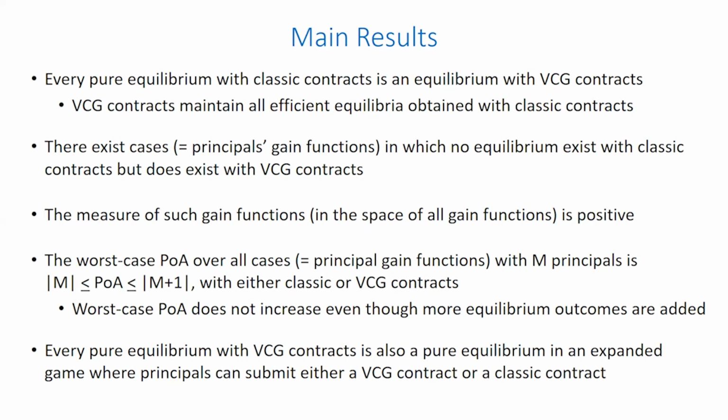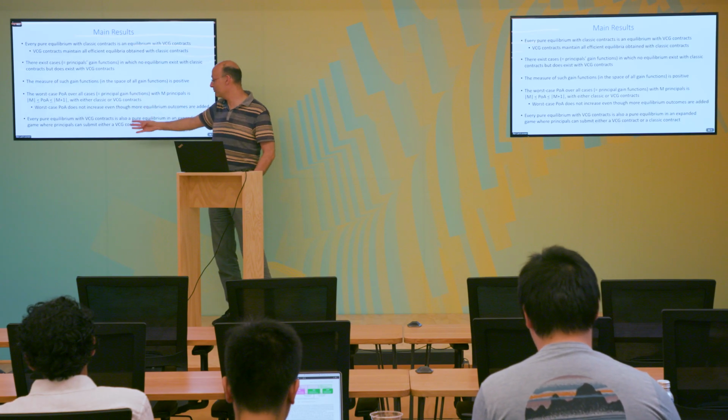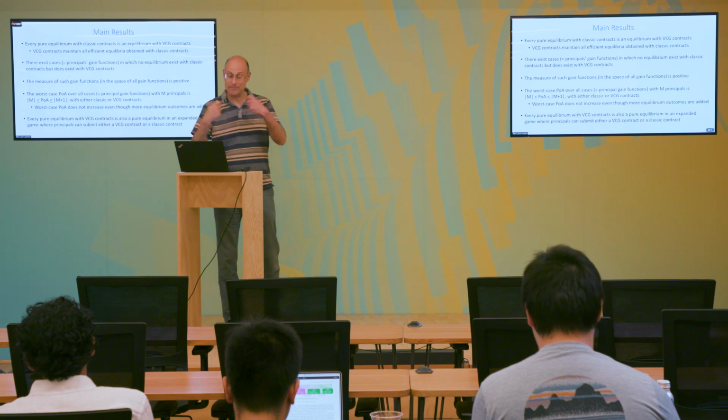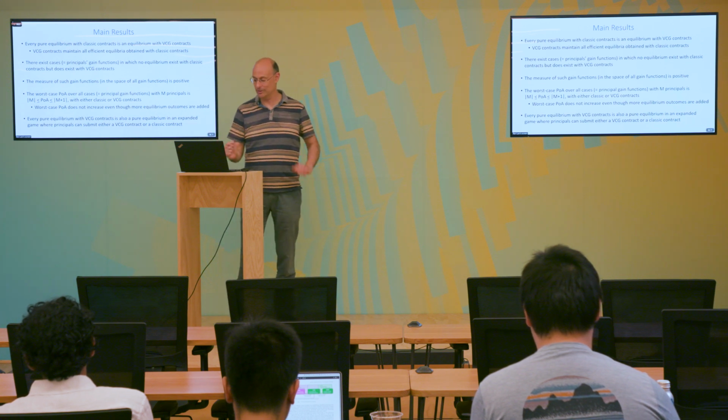So it turns out that the price of anarchy for both of the contracts is about the number of principals, either that or plus one. So it doesn't decrease in the worst case. And I already said in the last bullet that if you have a pure equilibrium with VCG contracts, it's also an equilibrium in an expanded game where the principals can decide whether they want a VCG contract or a classic contract.